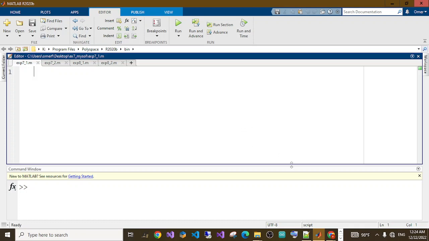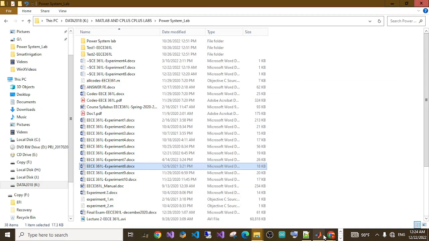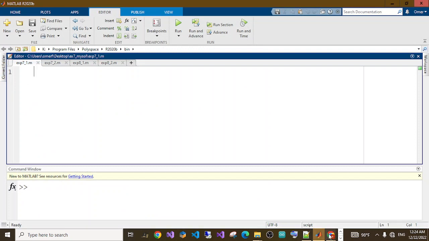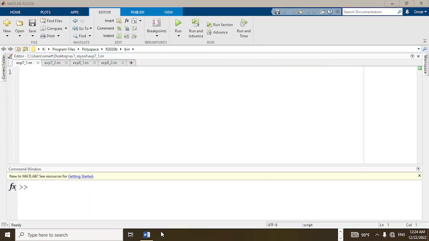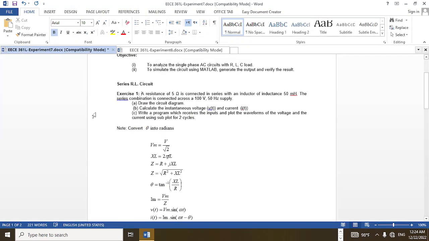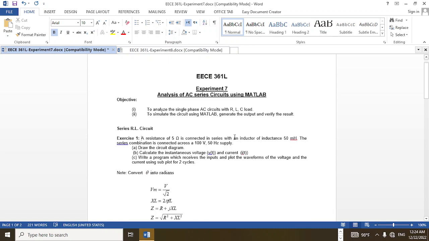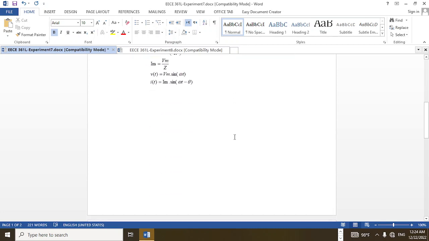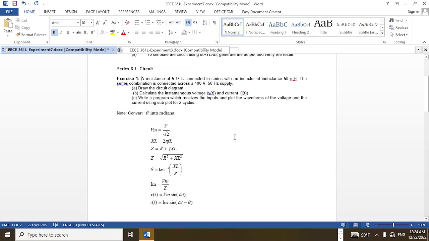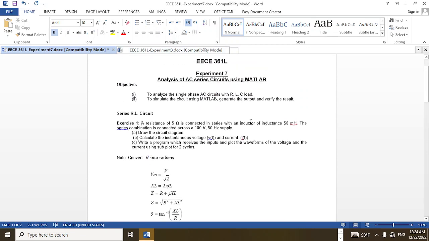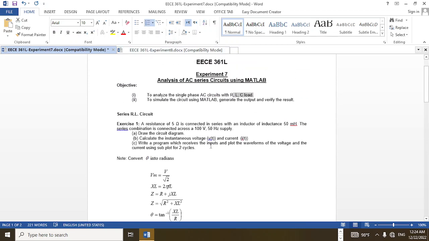Hello guys, this is Matlab exercise number 7. Exercise number 7 deals with the RL circuits, and basically this is the RLC mixed circuit.